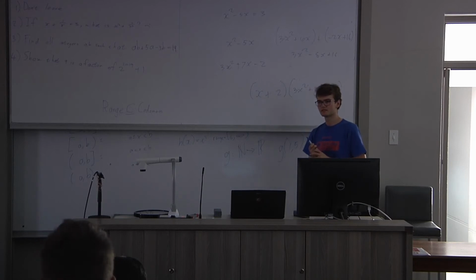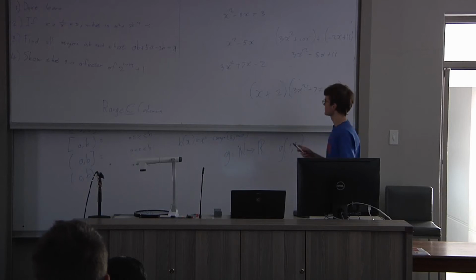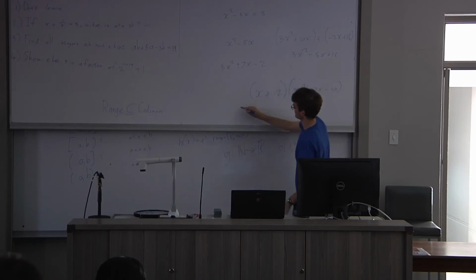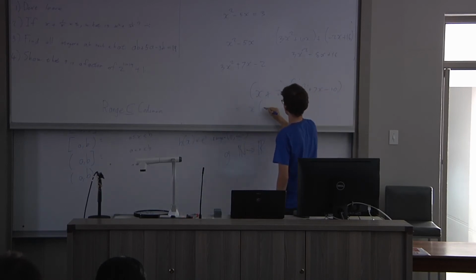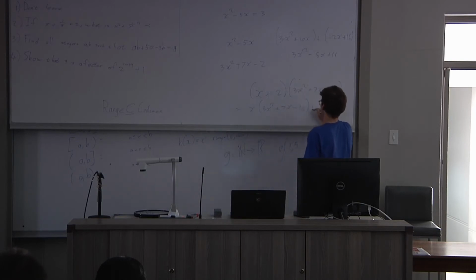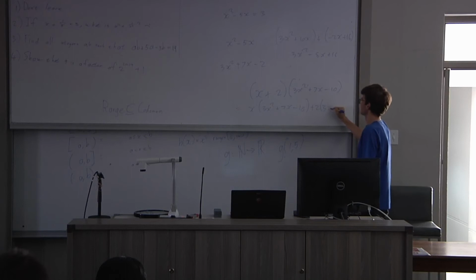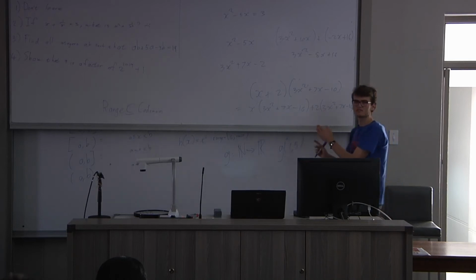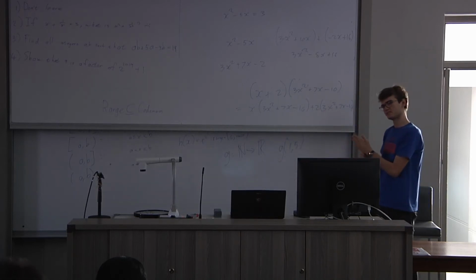How do you prove that? That will always be the case. It's because of the distributive property of arithmetic, which says that this is equal to x times (3x squared plus 7x minus 10) plus 2 times (3x squared plus 7x minus 10), like that, and then you do each step individually there.